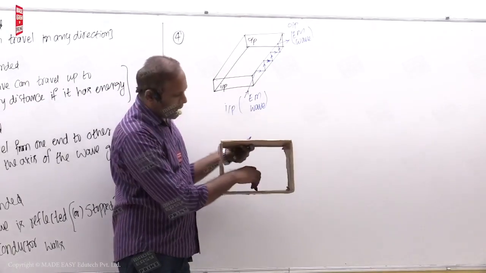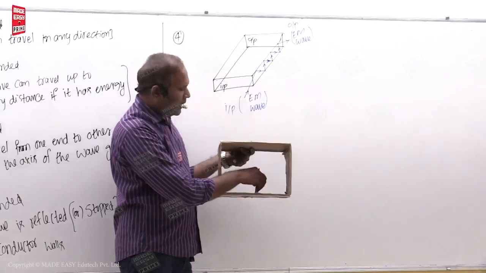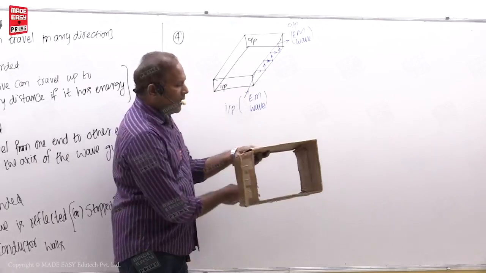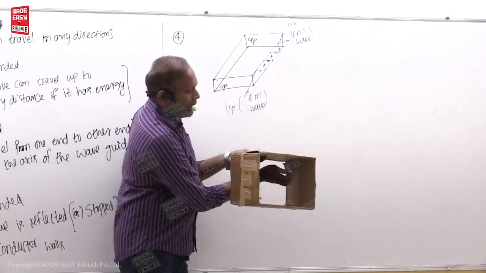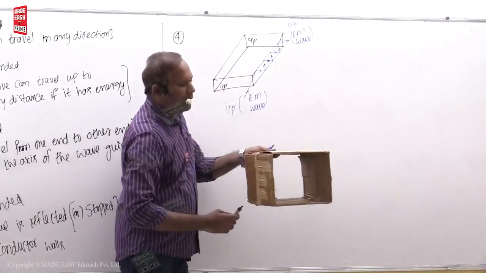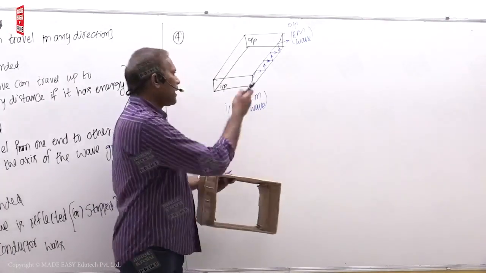Again, this is also a perfect conductor. Reflection coefficient is 1, magnitude of reflection coefficient. Again, it goes out like this. So if any EM wave hits coming like this, then again it is reflected and it comes out. Ultimately, the final direction is the waveguide axis direction, dear students. That's what I am telling.